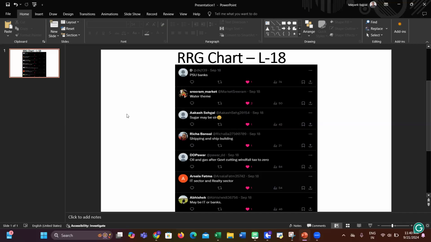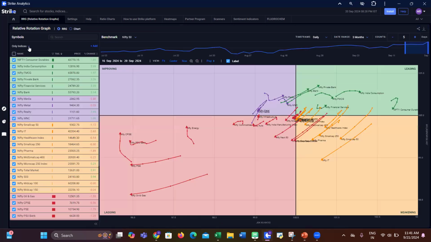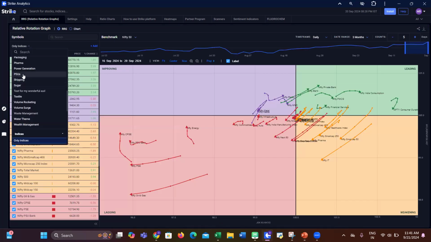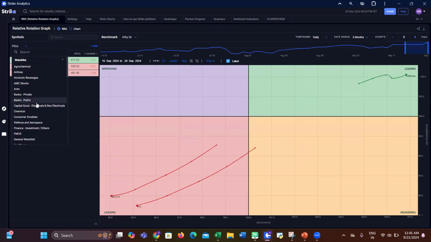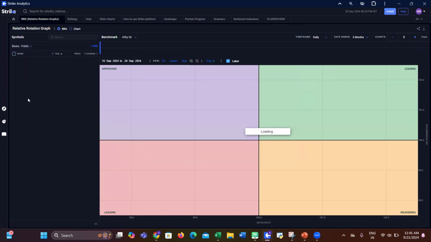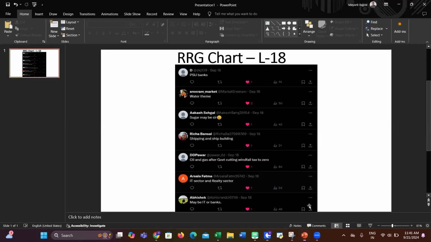With that, let's begin. So first thing first, we will start with the PSU Bank. So let's have a look at it. I'm on the RRG chart right now, and if you go to the home page, click on the RRG chart. And if I click on the PSU, sorry, PSU Bank, let me just go back. I have already prepared a list of stocks and added them into PSU Banks. So let's look at this.